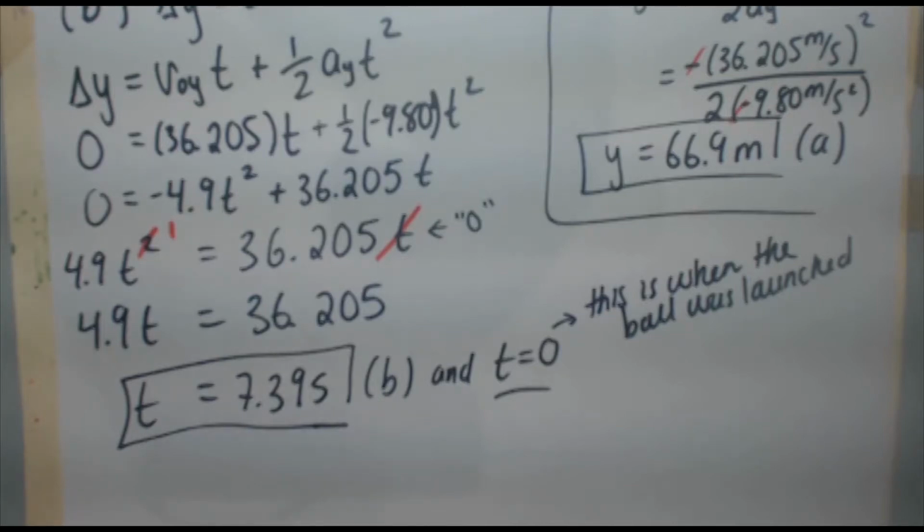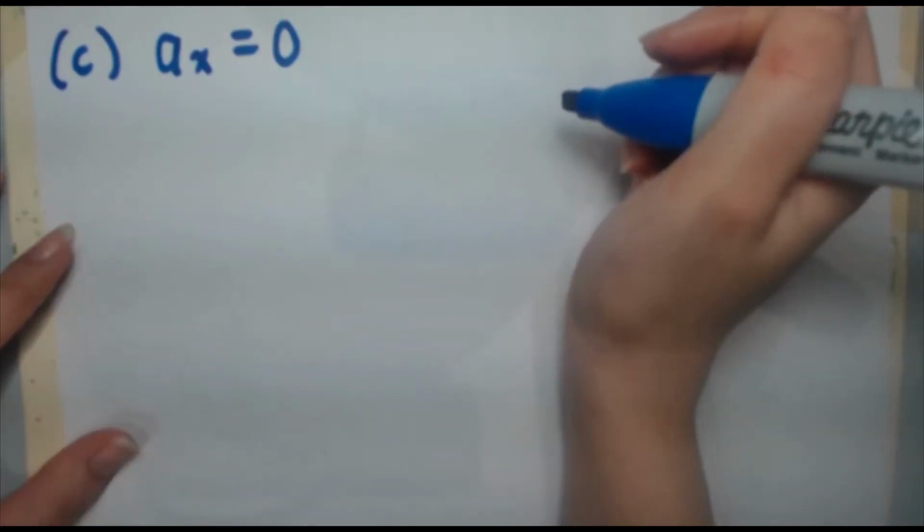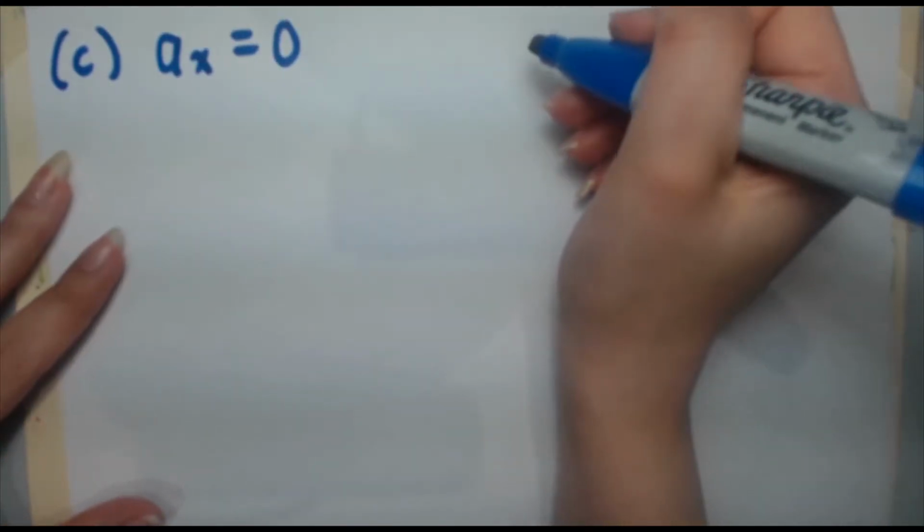Part C is asking us for the total horizontal distance covered, in other words, the range. Okay, so let's do that on a completely separate page here. Okay, so part C, total horizontal distance covered. Now, the nice thing about projectile motion problems is in the x direction, as you've seen now many times, the acceleration is 0, which makes the calculation super straightforward.